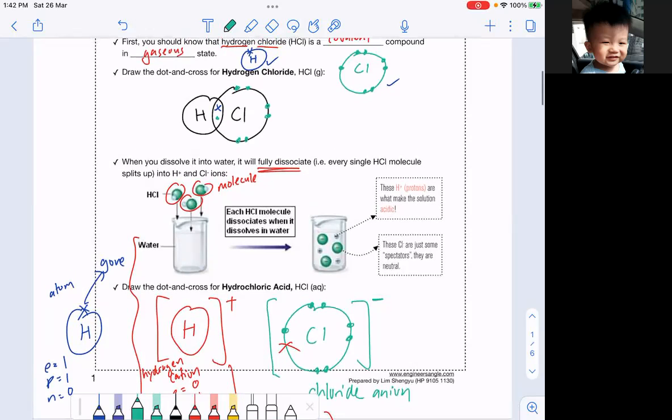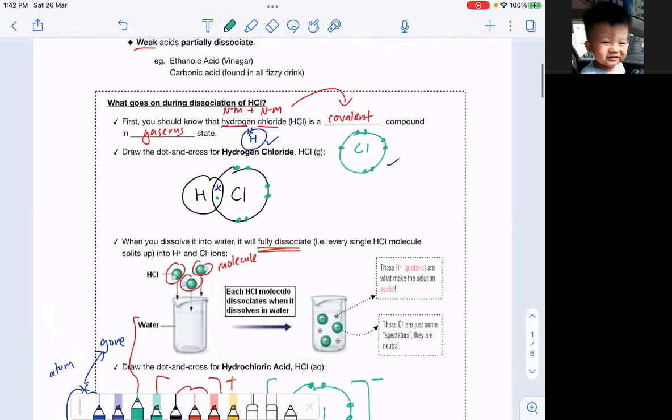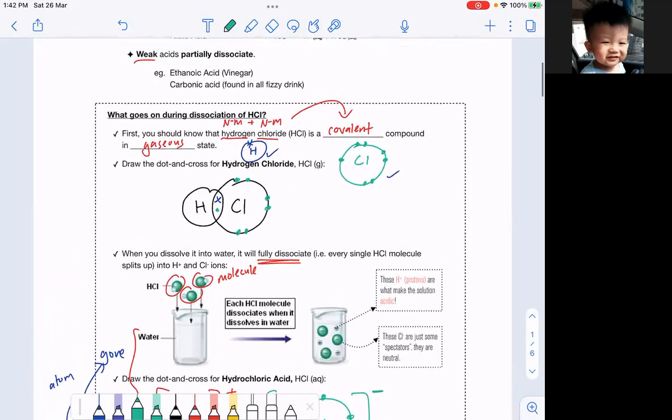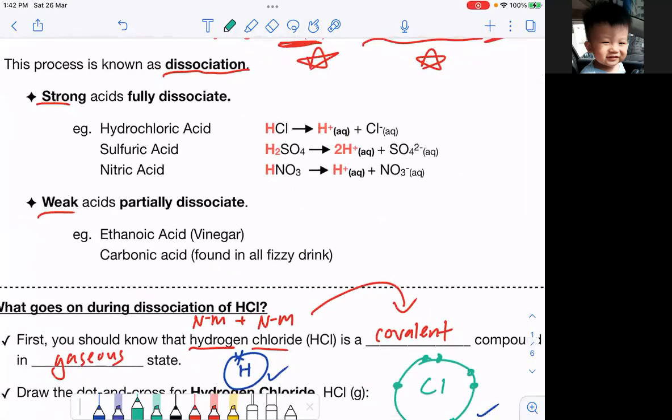This is important, and I don't think anybody will teach it in school. This is a bit weird, and a lot of teachers just skip through it. They just ask you to memorize. Now, also must memorize: strong acids fully dissociate. Weak acids partially dissociate. So dissociate, just now I told you, is the act of tearing it into two. My HCl tears into H plus and Cl minus.